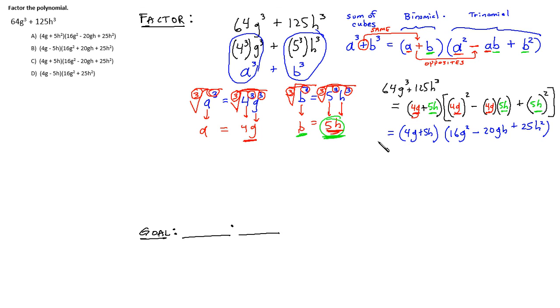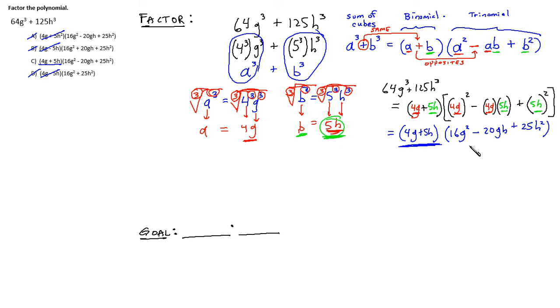I'm going to look in our answer choices for these factors. 4g plus 5h, squared. That's not right. I don't think it's A. 4g plus 5h. This has a minus 5h. It can't be that one. 4g plus 5h. This one's a possibility. That looks correct. This one's got a minus in the binomial. I don't believe that one.